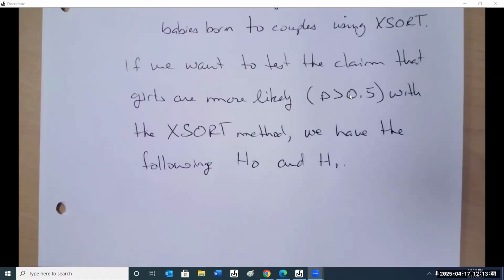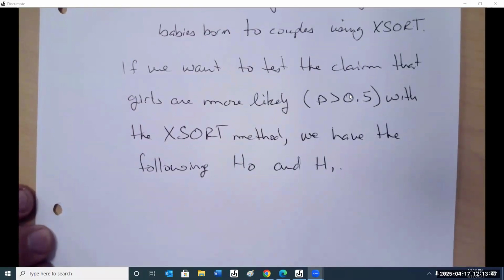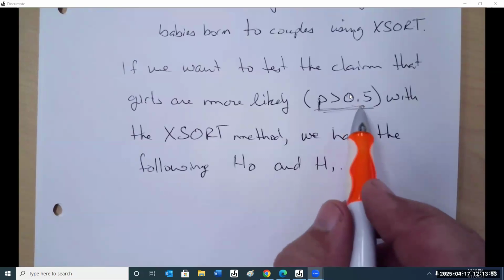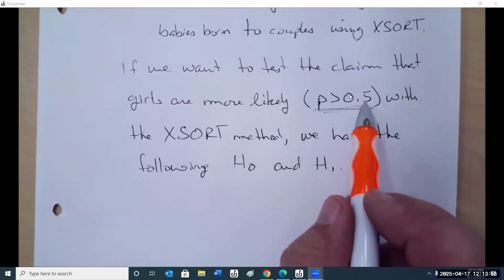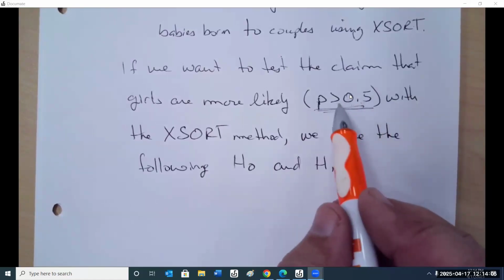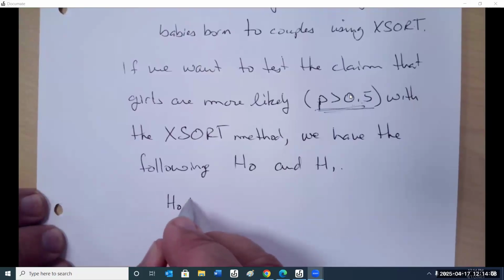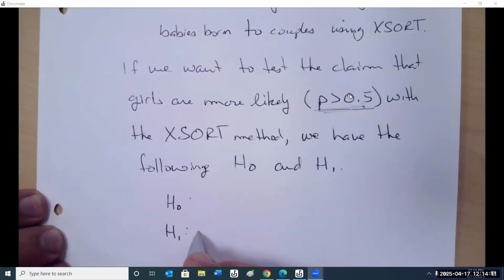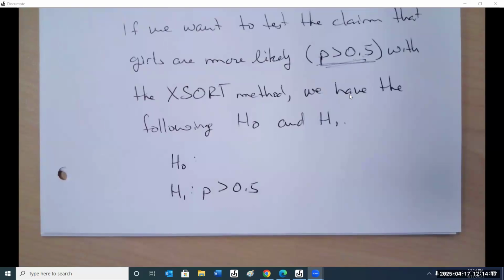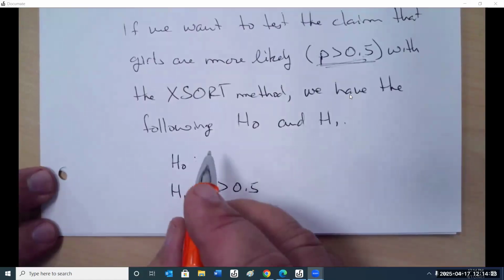We have the following null and alternate hypothesis. So remember, what would this be? Would that be the null or the alternate hypothesis? Why? Yeah, it doesn't have equals. So out of the two, it's the alternate hypothesis. What kind of test is it? The graph. One tail right test. So what would the null hypothesis be?